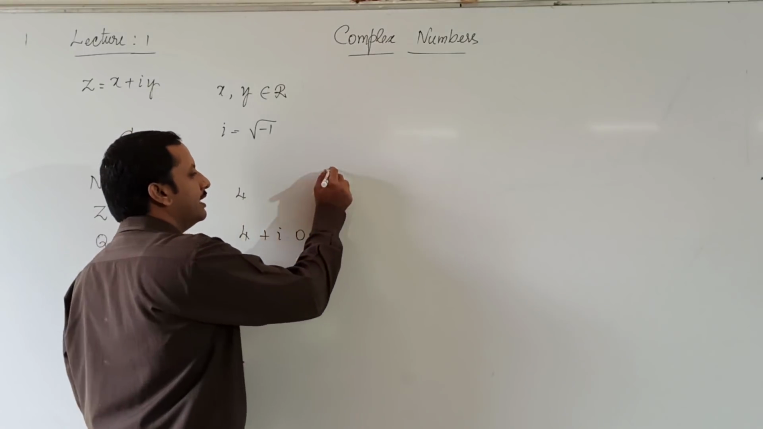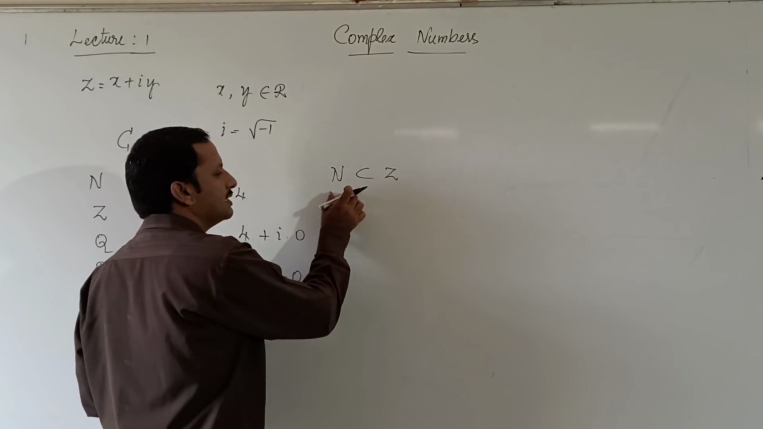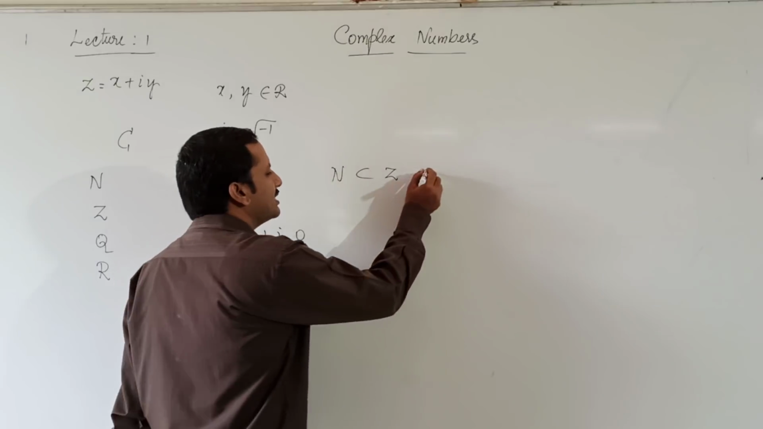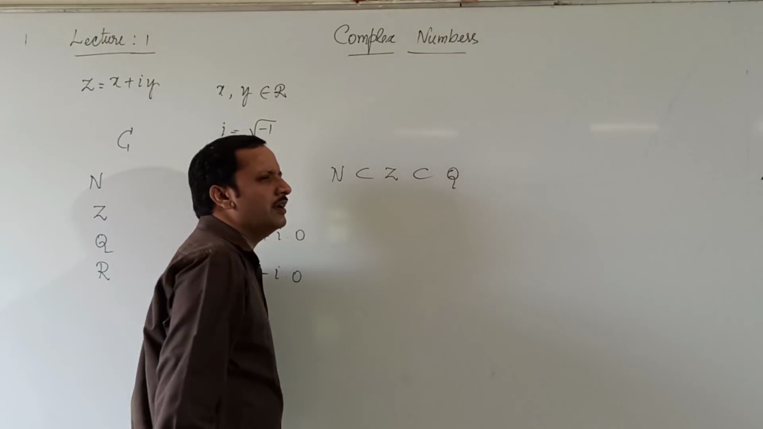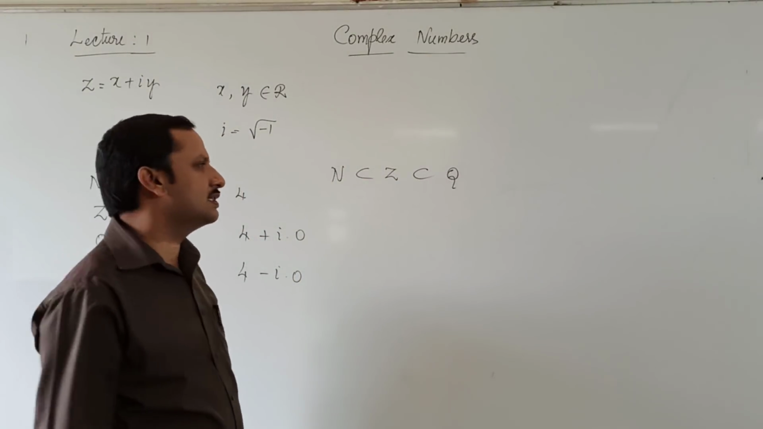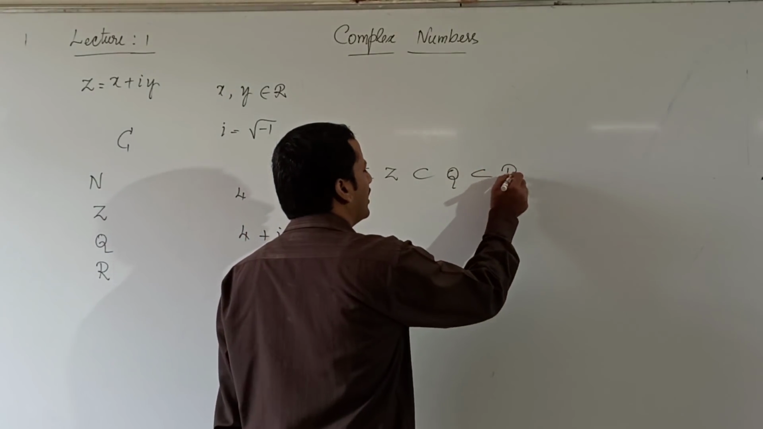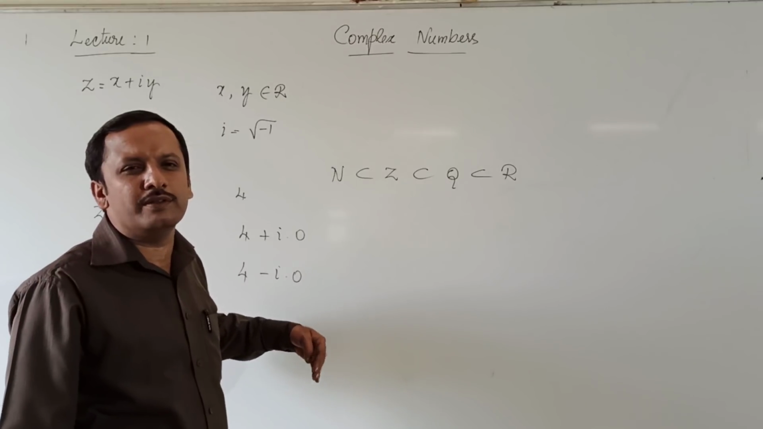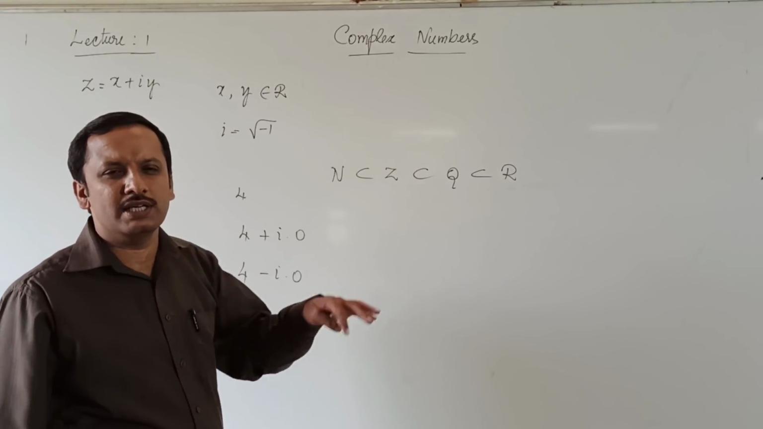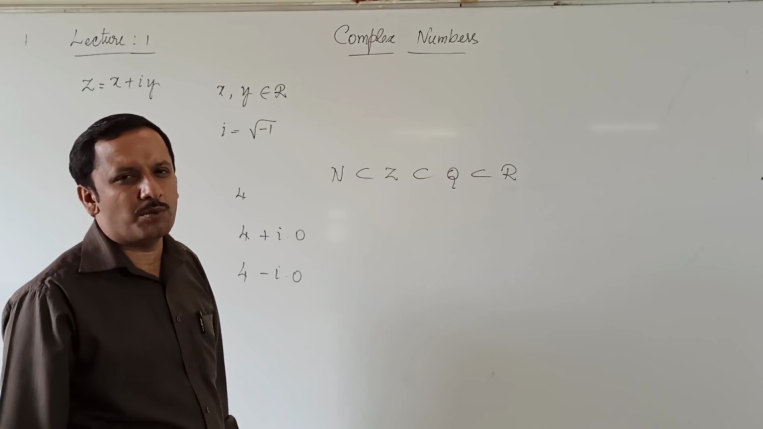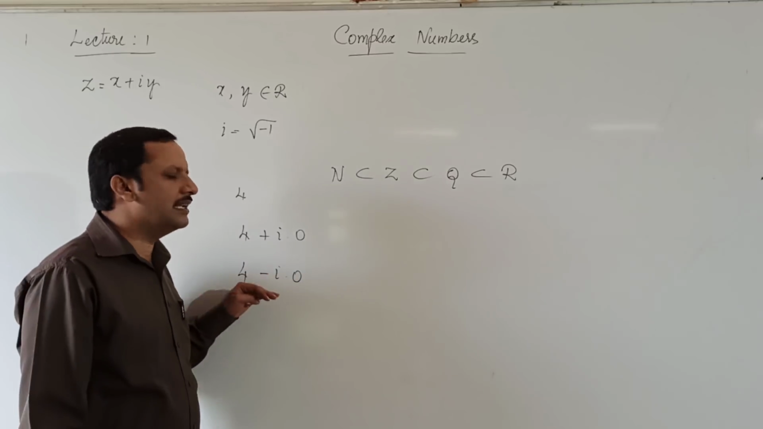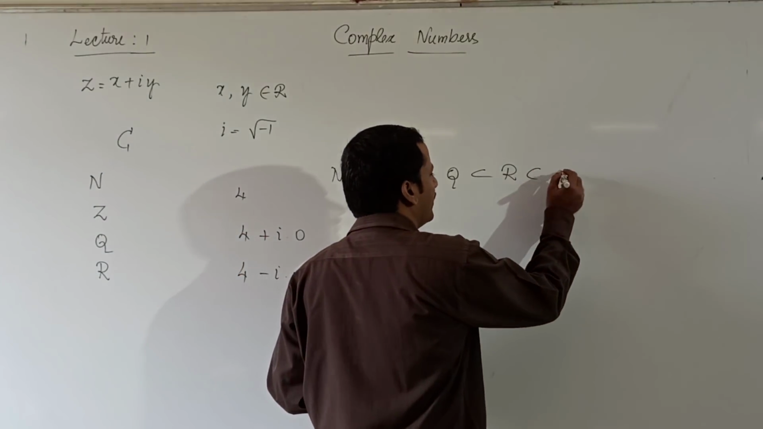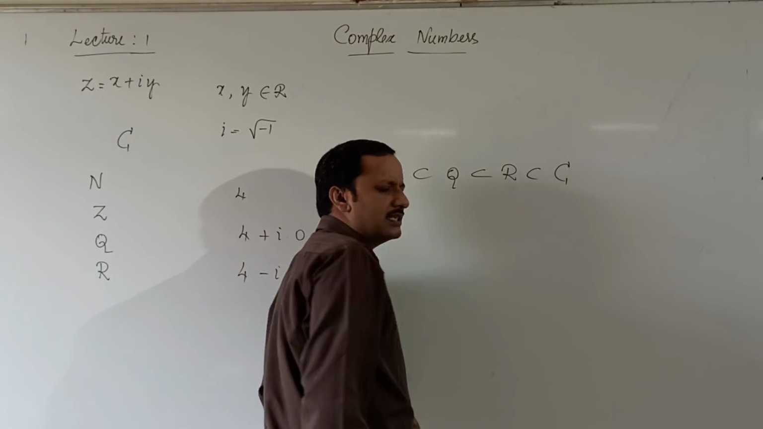We already know that N is a subset of Z, that is, the set of all natural numbers is a subset of the set of all integers, and the set of all integers is a subset of Q, the set of all rationals, and Q is a subset of R, the set of all reals. And now we have come to know that the set of all real numbers is a subset of complex numbers, because every real number is a complex number. Hence the set of all real numbers is a subset of the set of all complex numbers.